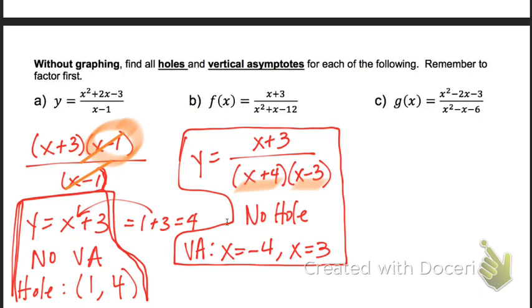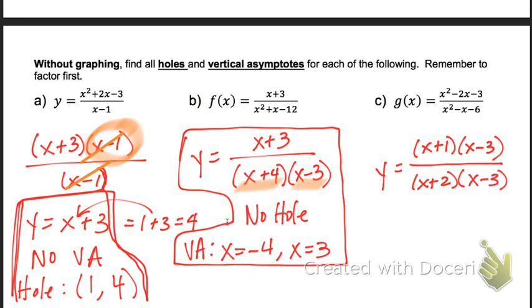Okay, try the last one, C. How did we factor the top? x minus 1, x minus 3. How did we factor the bottom? x plus 2, x minus 3. Does anything cancel? x minus 3. So that means that there is a hole at 3, comma, 4. And I plug in 3, and you get 4 over 5.